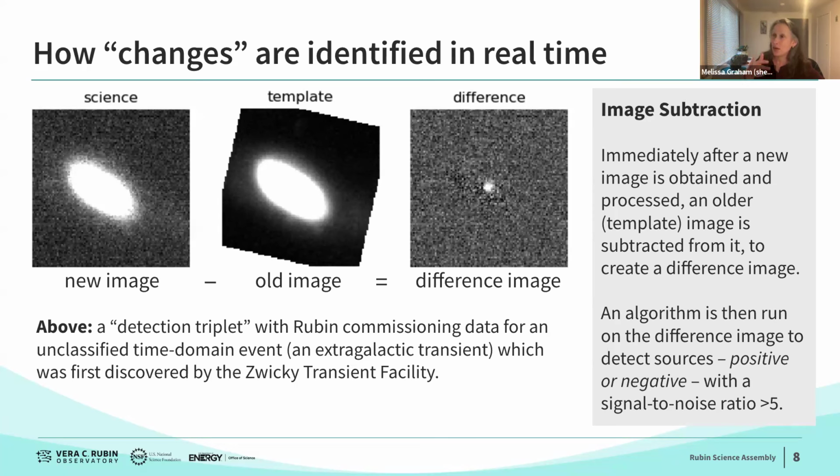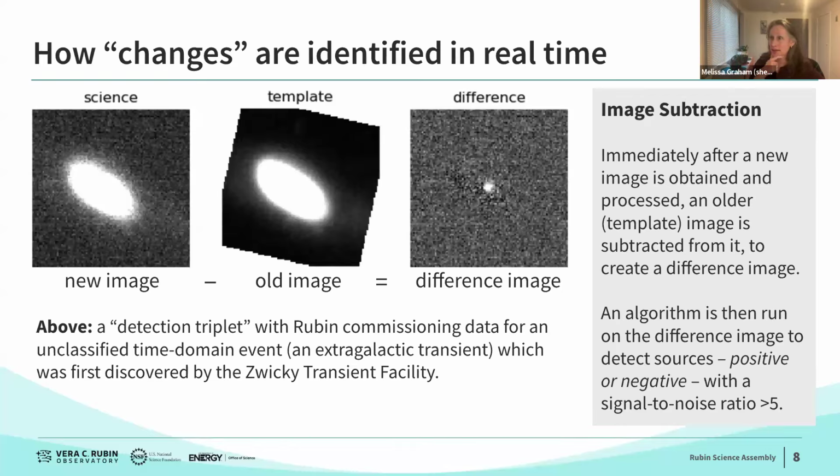Then you run source detection on the difference image and find all sources, be they positive or negative, with a signal to noise ratio greater than 5, and that is a detection in the difference image. And that is how we identify changes. This series of science, template, and difference is also called a detection triplet or a triplet image. Sometimes these little images are also called stamps, so you might hear those terms used.